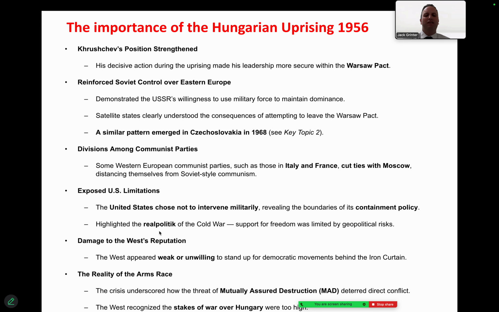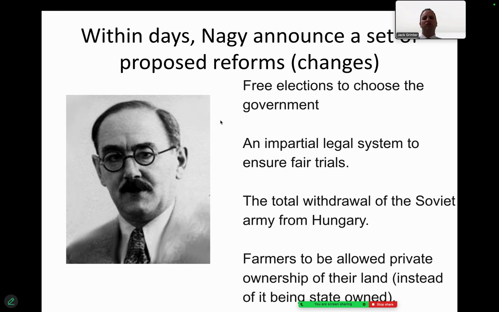Okay, realpolitik essentially means that the United States were thinking about pragmatic reasons at the time for how they were going to respond to events. So they wanted freedom, but they were pragmatic with it. They didn't want to go to war over Hungary. Okay, right. So that is Key Topic 1, the knowledge finished.